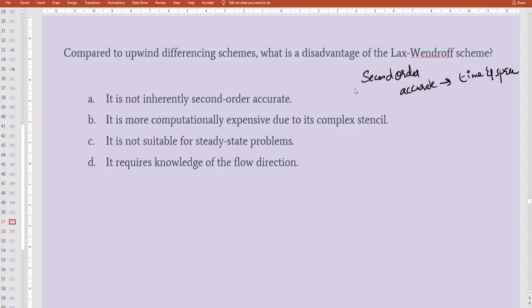So the Lax-Wendroff scheme is second order accurate in both time and space. So the first option is not true. This is the wrong option.